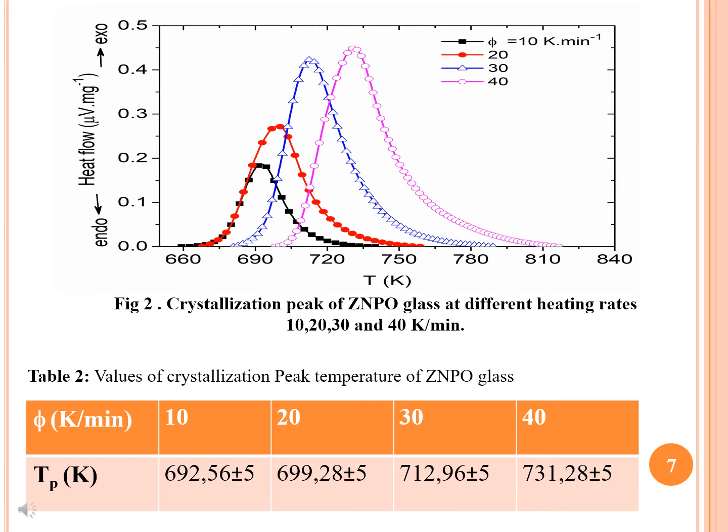In figure 2, it is clear that the peak temperature increased with increasing heating rate, and the temperature was in the range of 692 to 731. It can be seen that for all heating rates, the exothermic peaks are shifted toward higher temperature with increasing heating rate. The peak temperatures at different heating rates are presented in table 2.